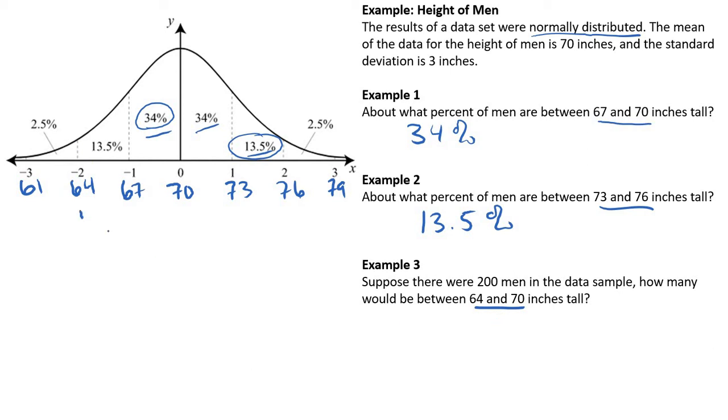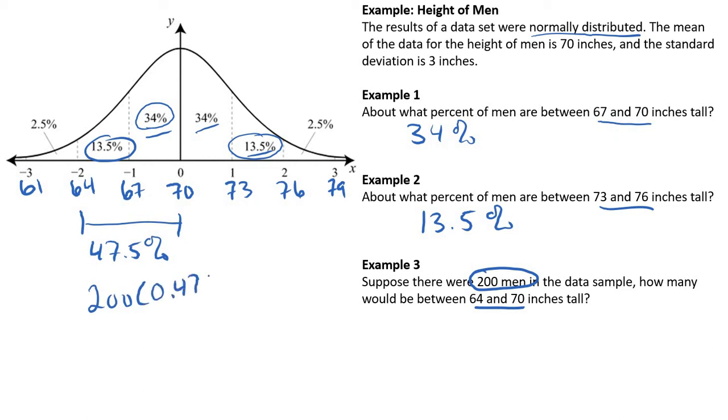So that's from here to here, right? Well, what percent is that? 34 plus 13.5. Of course, you plug that in a calculator if we need to, but that is 47.5%. So 47.5% of our population is between those two heights. So if there's 200 men in this particular study, we're just going to multiply 200 times 0.475, and we're going to get our answer there.